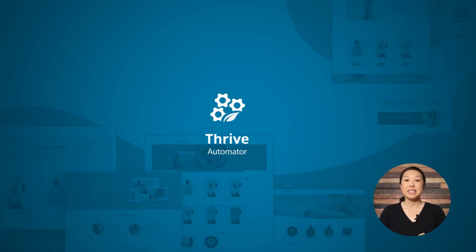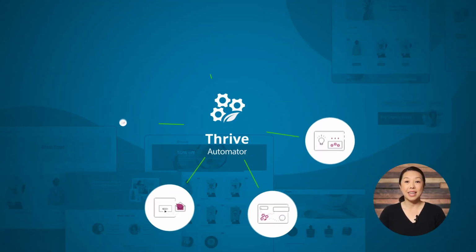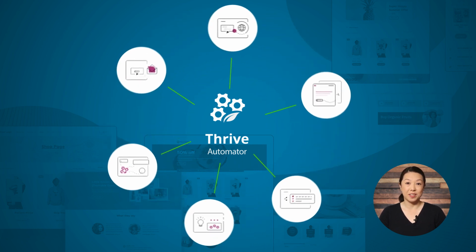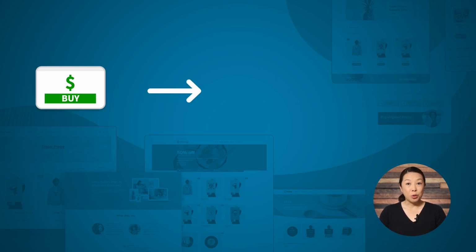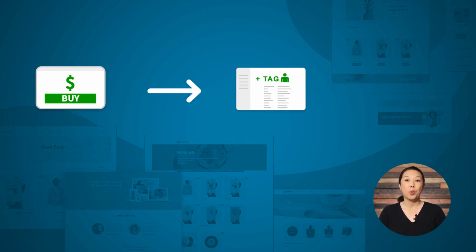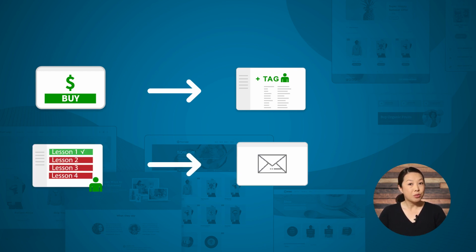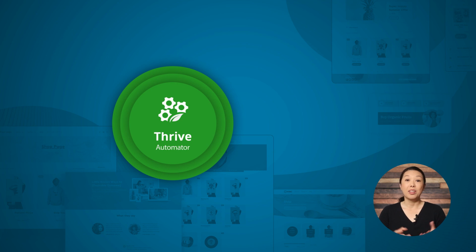So Thrive Automator is our plugin for building workflows that pass data between different apps, plugins, and services. So if you've ever thought to yourself, I wish that when someone buys my online course, they would be tagged in my email list, or I wish when someone finishes a lesson in a course, that would trigger an email autoresponder, rather than using a pricey CRM or taking hours to do these things manually, or maybe just not doing them at all, know that you can easily set up these automations in Thrive Automator, along with hundreds of other automations. And the latest Thrive Automator update lets you do even more.